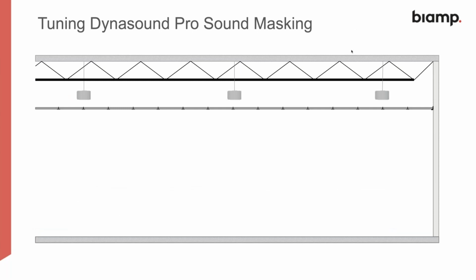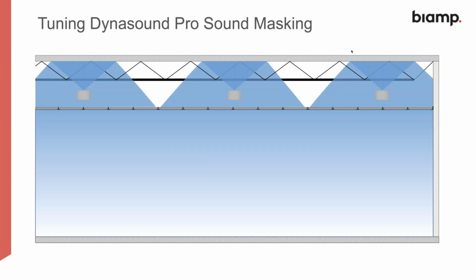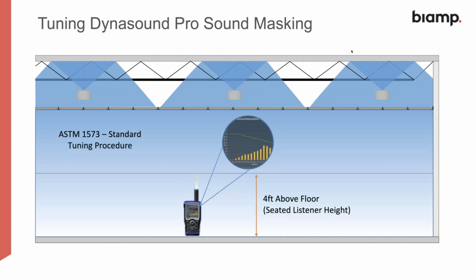Now, again, I mentioned earlier that tuning is vitally important for all systems, but particularly so for the Dynasound system, as we're using the plenum area to actually use an indirect system. So we would use, again, a special set of products to do this with, and our integrator friends use this as well. And there is actually a standard tuning procedure called the ASTM 1573. And this is used at 4 feet above the floor at seated listener height. So again, you make sure that you get even coverage.